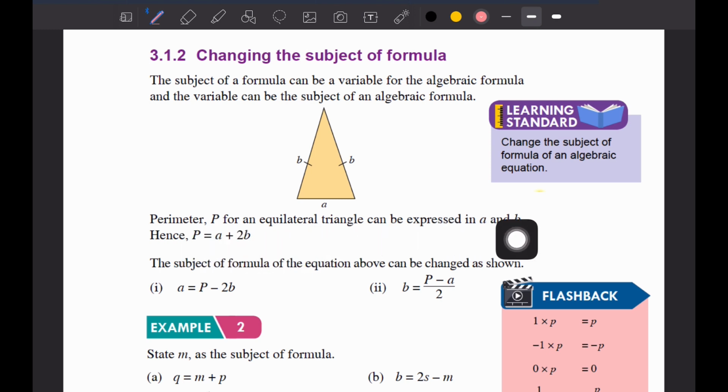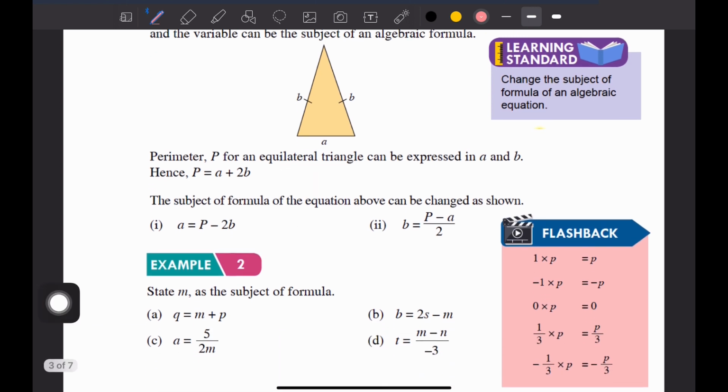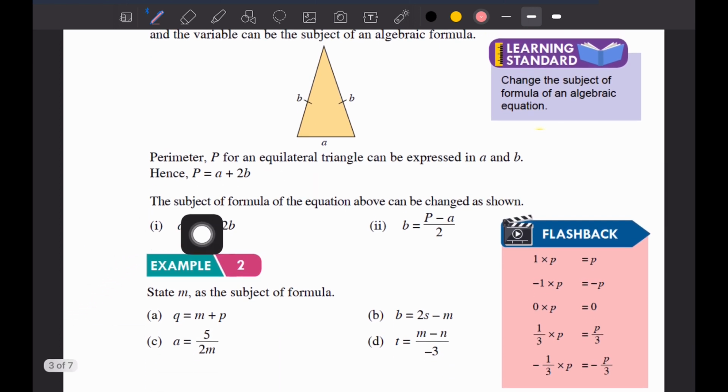Okay, so for example this one, parameter P for an equilateral triangle can be expressed in A and B. Hence, parameter kita tahu, saya tambah semua ni kan. Sum of all sides. So we know that A plus B plus B. So B ada 2, so that's why A plus 2B. So this is the formula for parameter. Then if the question asks you, the subject of the formula of the above can be changed as shown. Contoh, kalau di sini P is our subject. Whatever things on our left is our subject.